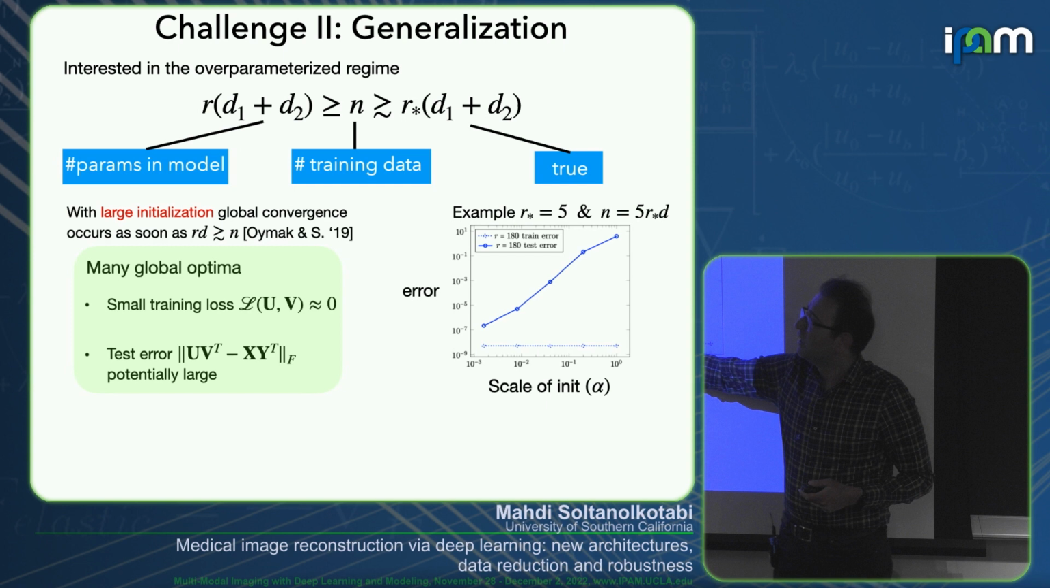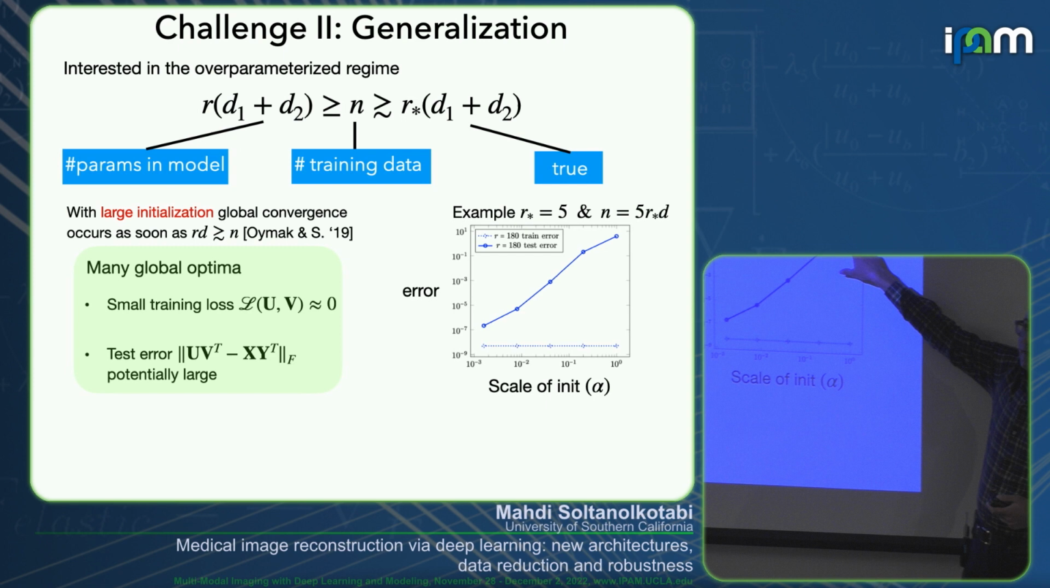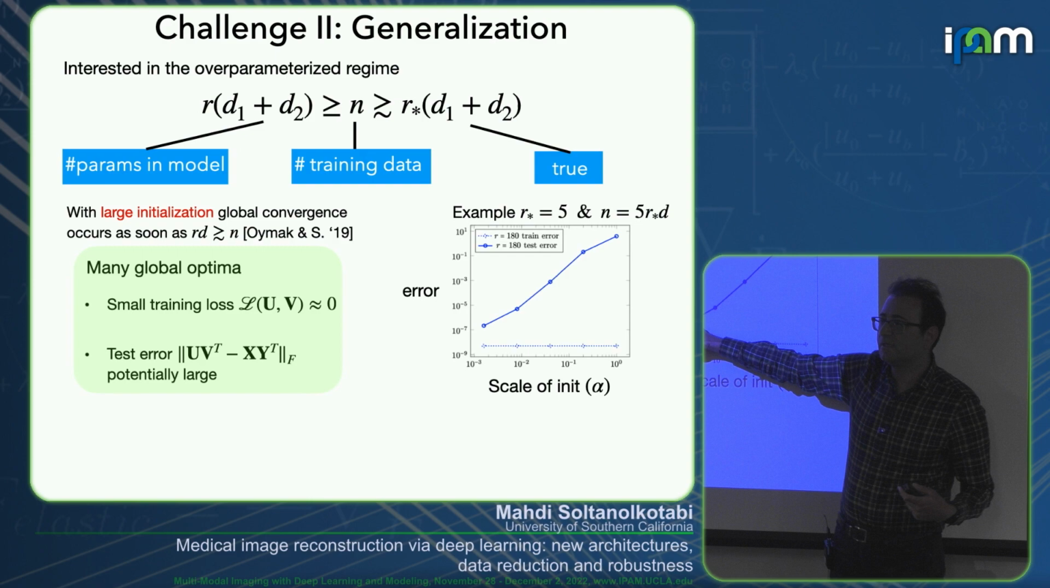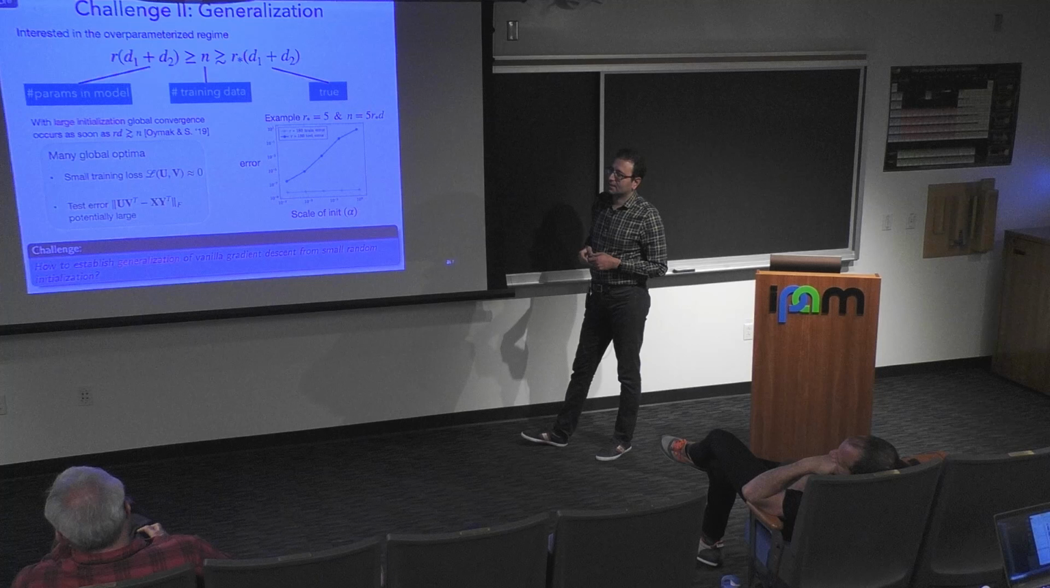Again, the problem is that this existing NTK theory, including this result, actually operates here, not here. Right? That's what we want to understand: when you use small random initialization, how is it that you generalize? So this question is exactly the same as with neural networks.